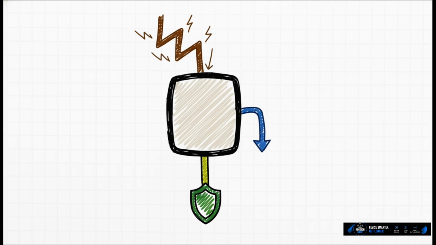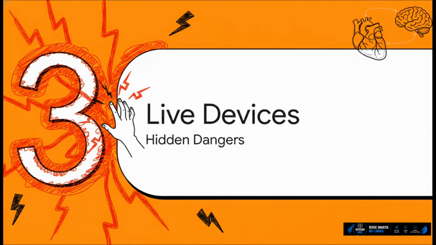It just sits there securely at 0 volts, acting strictly as an emergency escape route. Under normal, safe circumstances, absolutely 0 current flows through the earth wire. Which brings us to Section 3, Dangers of Live Devices.